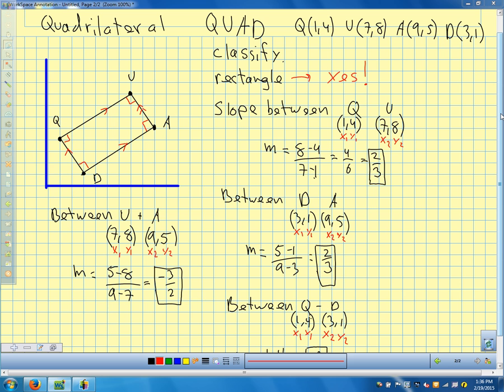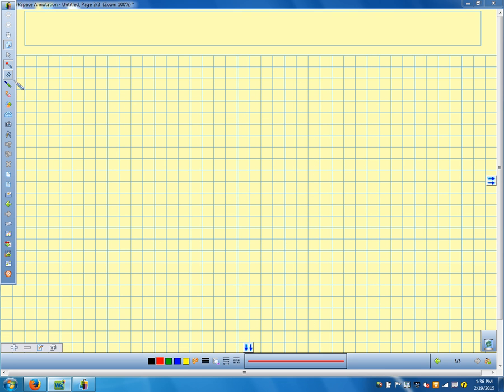All right, let's look at another slightly different kind of example where we're going to use a different formula. All right, and this can go on your graph paper as well. So for this one, we're going to start with a triangle ABC.